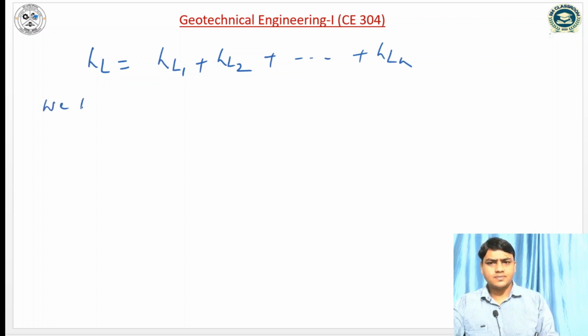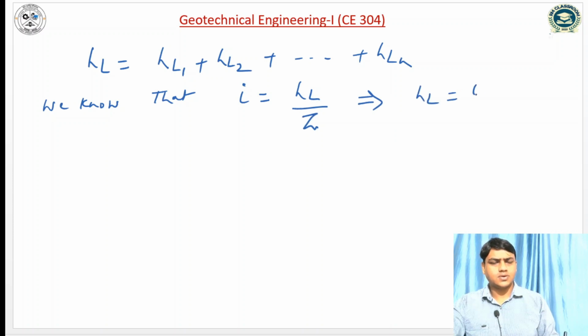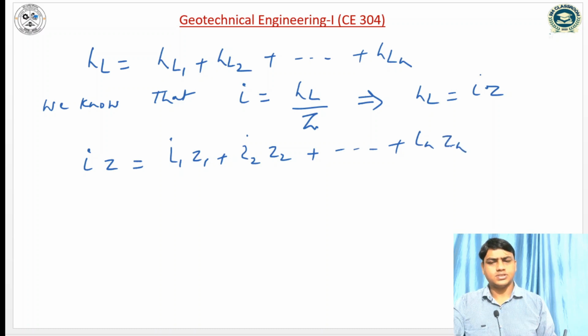And we know that hydraulic gradient can be written as head loss divided by total thickness Z. So here we can write HL is equal to I into Z. So it will be I into Z is equal to I1 into Z1 plus I2 into Z2 plus so on and so forth, In into Zn.